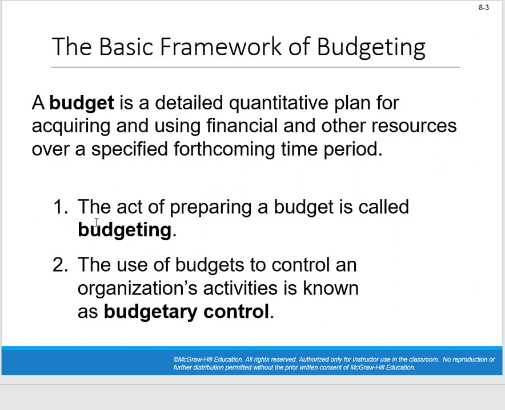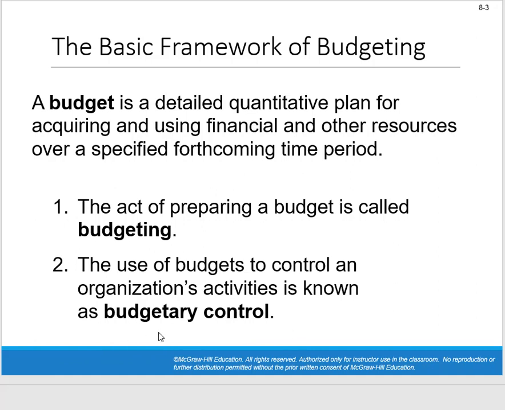So here's a mind blower for you. The act of preparing a budget is called budgeting. The use of budgets to control an organization's activities is known as budgetary control. I do want to emphasize this concept of budgetary control in that I see a lot of businesses and even individuals that create a budget for themselves. They set a plan, but they don't then follow up. They don't check to see how they've done in terms of meeting that budget.